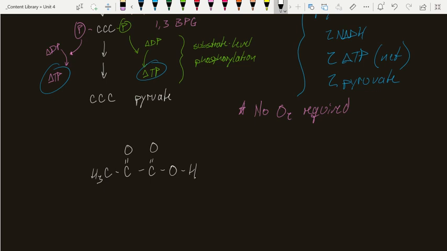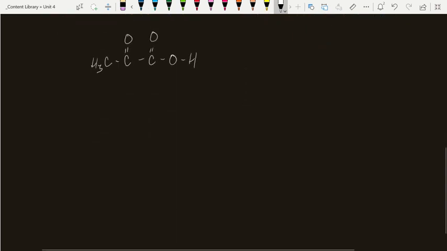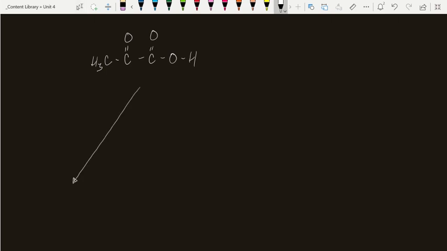What happens next is, for the most part, dependent on the status of the cell. So what to do with pyruvate? Well, I've got two choices. I can reduce pyruvate to a molecule called lactate, or you might be familiar with lactic acid. It's the same thing. So I can reduce it to lactate, or I can oxidize the molecule to acetyl-CoA.